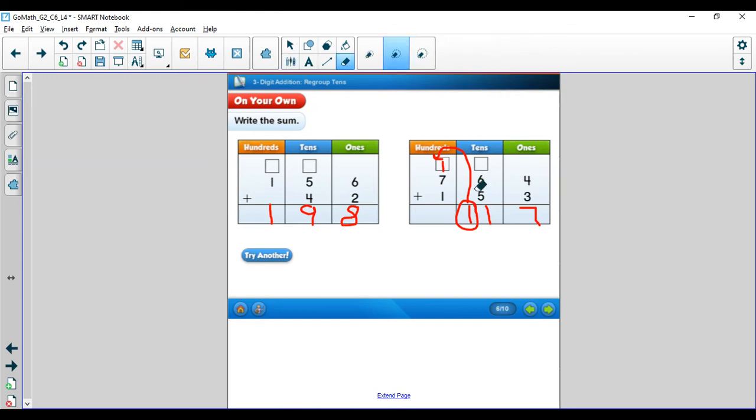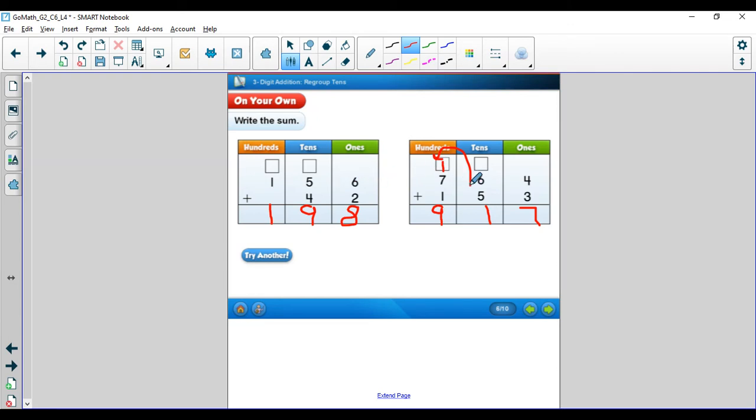So I no longer have this 1 down here. Now we add our hundreds. 1 plus 7 is 8. 8 plus 1 is 9. Our sum was 917. We had to regroup in the tens place and bring our 10 tens to our hundreds.